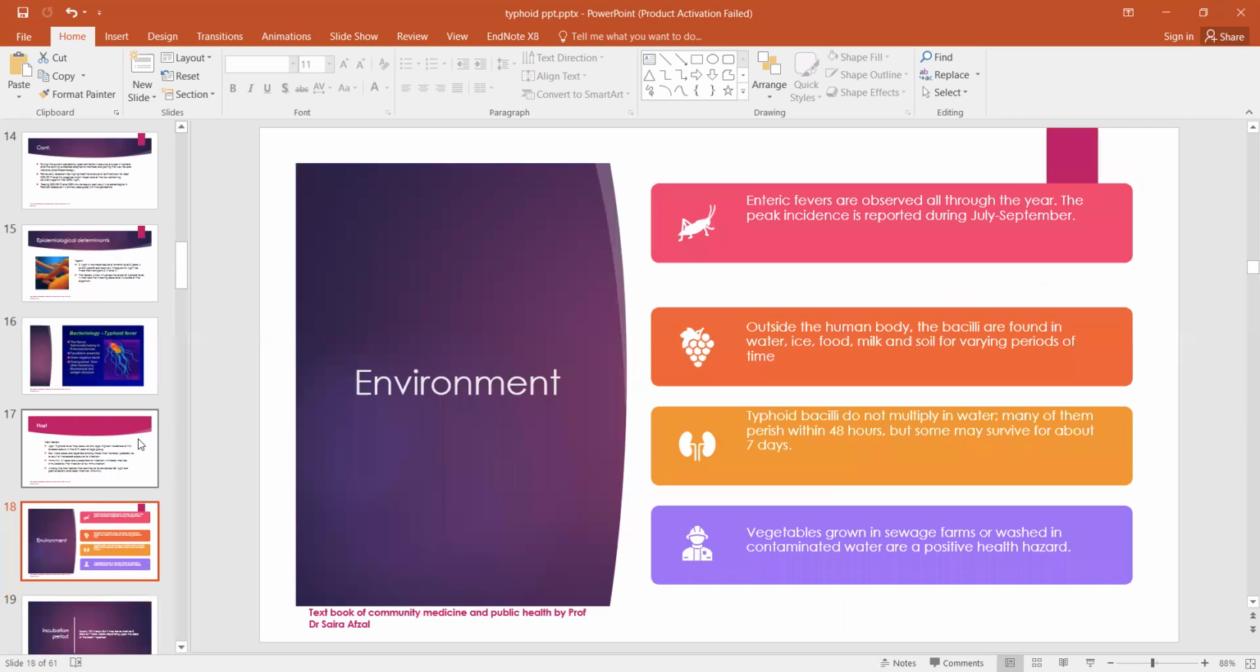And the environment factors that are responsible for typhoid fever: enteric fever is observed all through the year. The peak incidence is reported during July to September. Outside the human body, the bacilli are found in water, ice, food, milk, and soil for varying periods of time. Typhoid bacilli do not multiply in water. Many of them perish within 48 hours, but some may survive for about 7 days. Vegetables grown in sewage farms or washed in contaminated water are a positive health hazard.